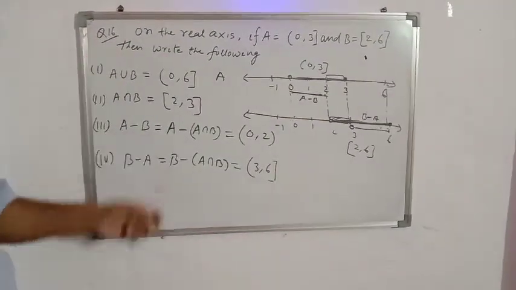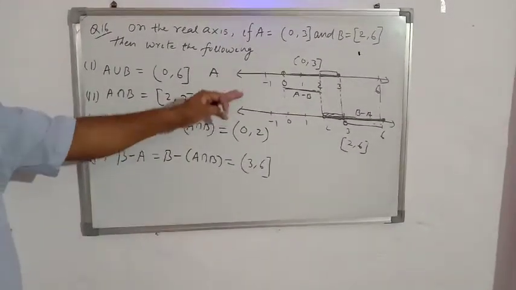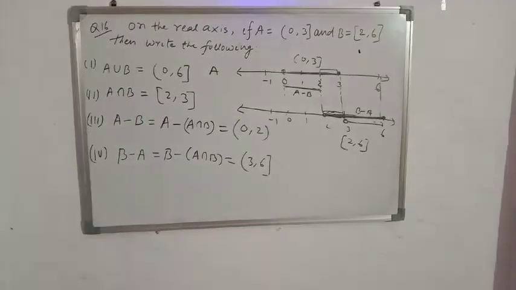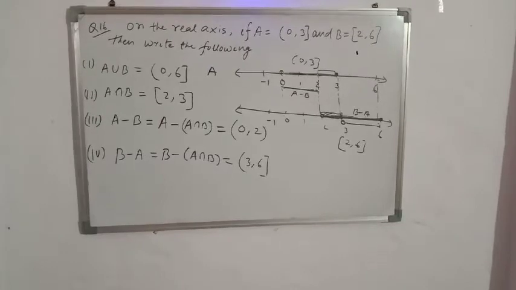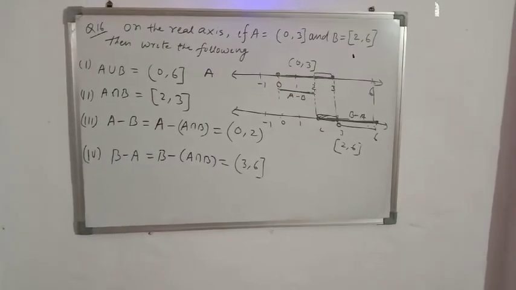So this is question number 16. With the help of the real number axis, we can write A union B, A intersection B, A minus B and B minus A. Now we will see the next question.